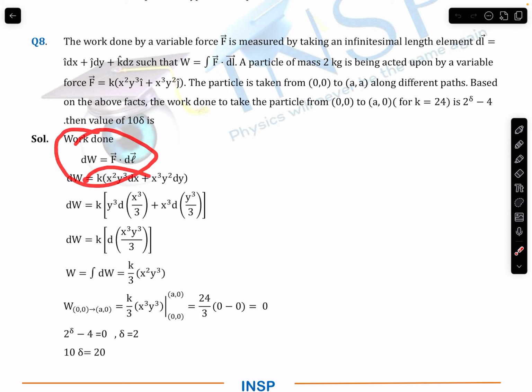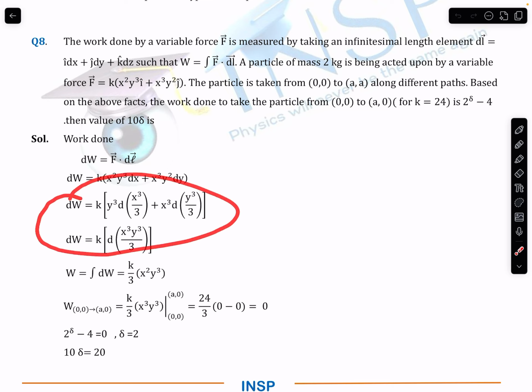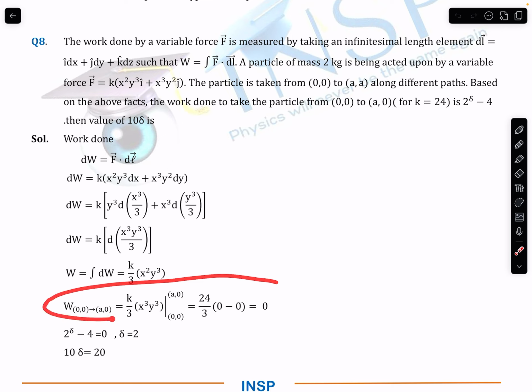So work done is F dot dl. When you see this, it should give you first function into differential of second plus second function into differential of first. When you do that, you will see that it is d of x cube y cube by 3. Now the integral of dW is very easy to calculate. The point is given, so you have to write the product x square y cube, and this work done comes out to be 0 here.